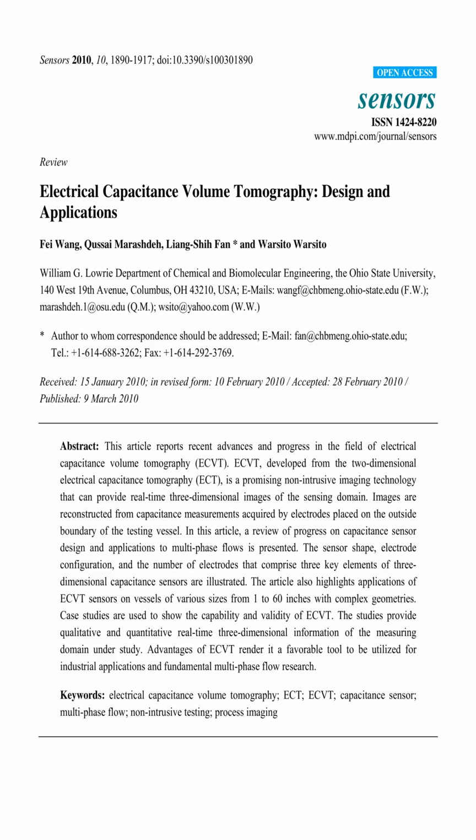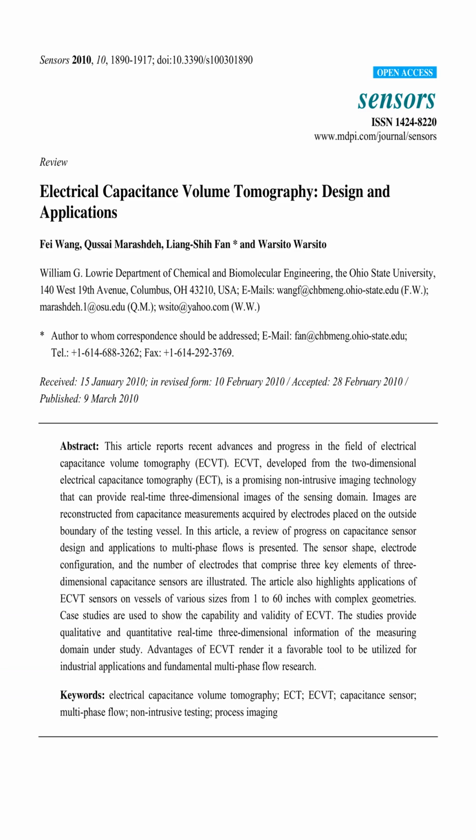Abstract: This article reports recent advances and progress in the field of electrical capacitance volume tomography, ECVT, developed from the two-dimensional electrical capacitance tomography. It is a promising non-intrusive imaging technology that can provide real-time three-dimensional images of the sensing domain. Images are reconstructed from capacitance measurements acquired by electrodes placed on the outside boundary of the testing vessel. In this article, a review of progress on capacitance sensor design and applications to multi-phase flows is presented.